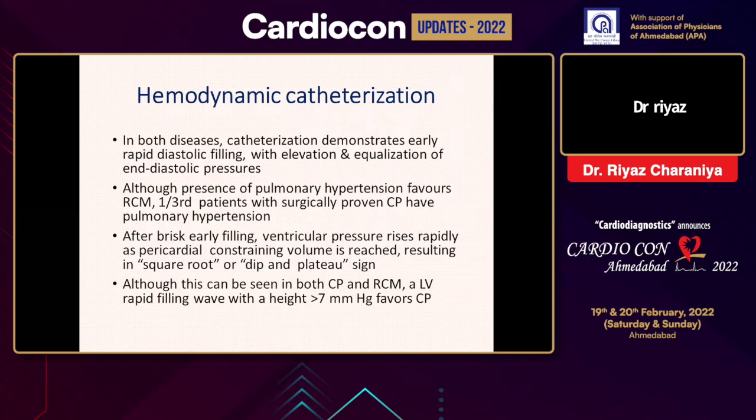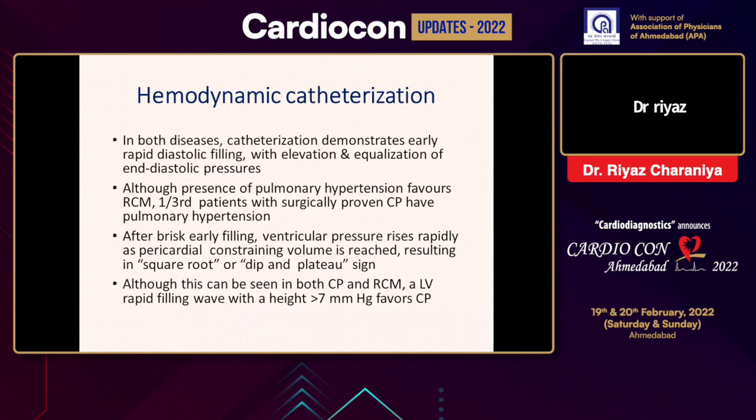While doing catheterization, both diseases demonstrate a rapid early diastolic filling with elevation and equalization of end diastolic pressures. Although the presence of pulmonary hypertension usually favors restrictive cardiomyopathy, almost a third of patients with constrictive pericarditis will also have pulmonary hypertension. After brisk early filling, ventricular pressure rises rapidly as the pericardial constraining volume is reached, and this results in a square root or a dip and plateau sign. This can be seen in both.